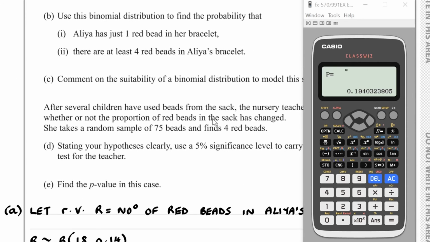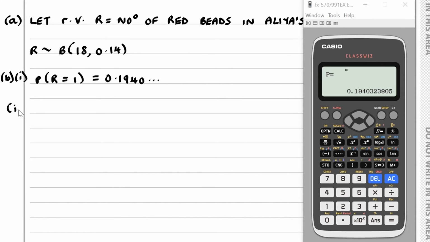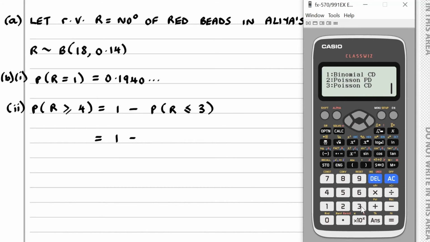And now, at least 4 red beads. For this, we are looking at the probability that R is greater than or equal to 4. That's 1 minus the probability that R is less than or equal to 3. So we've got 1 minus. Now here I need to go to the binomial CD. I've got 3 over here this time. So I've got 1 minus 0.761, etc. And it turns out I get 0.238, etc.